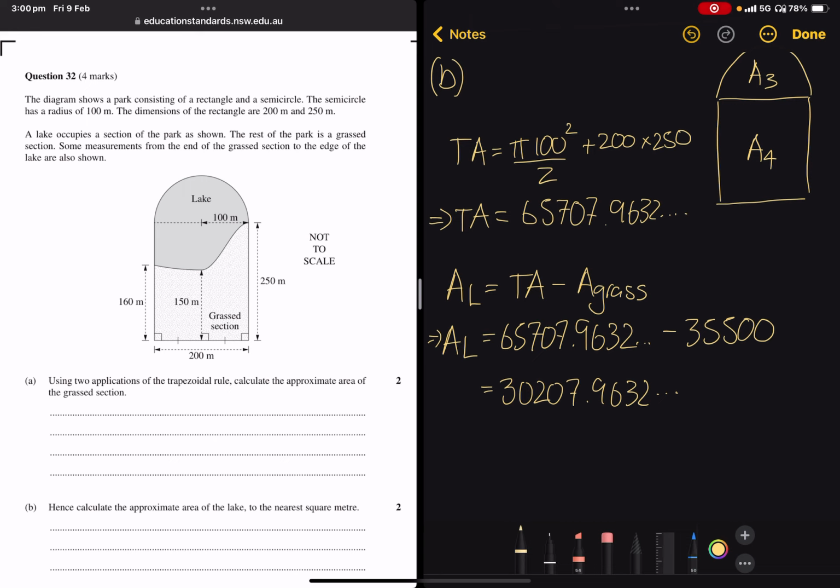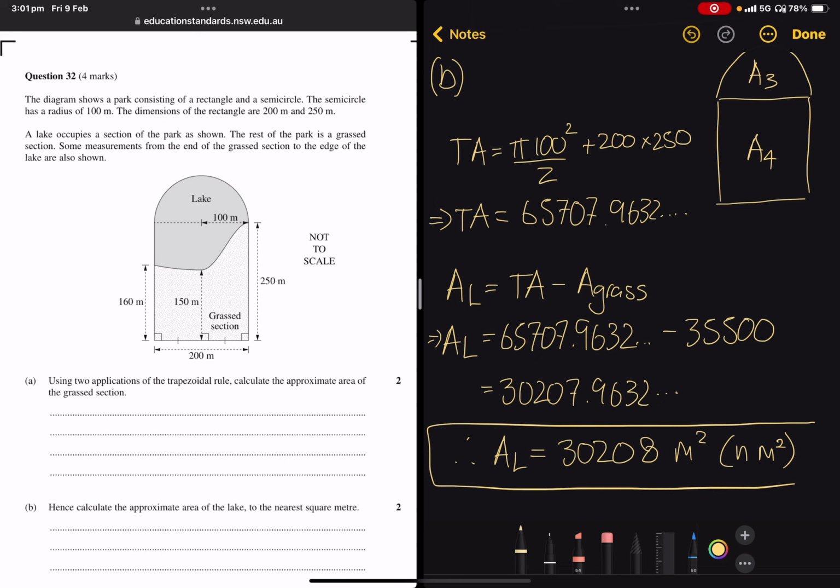65707.9632. You can do these manually, but in an exam it's better not to assume that your mind is getting them right all the time. 30207.9632. All right, excellent. And so therefore, the area of the lake, we're told to the nearest square meter, is going to be 30208 meters squared to the nearest meter squared. And this is the answer to part B.